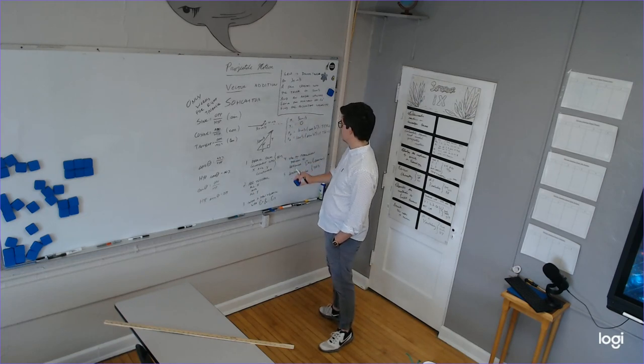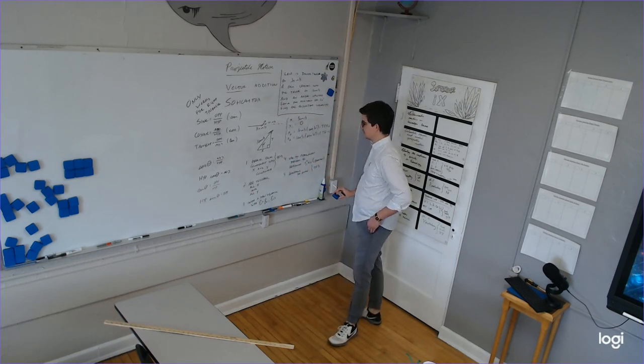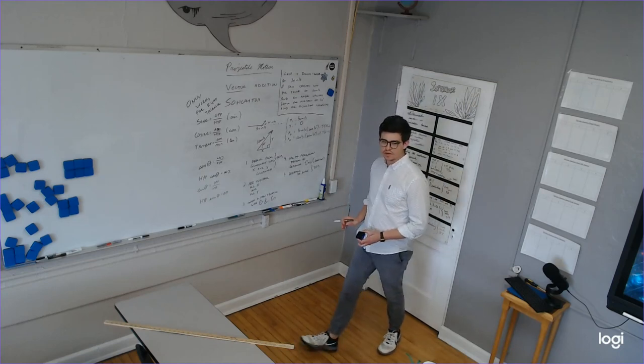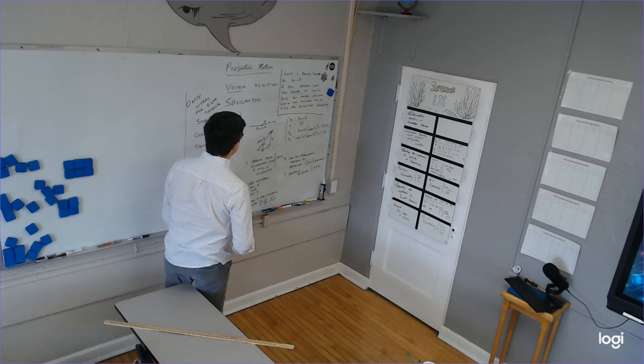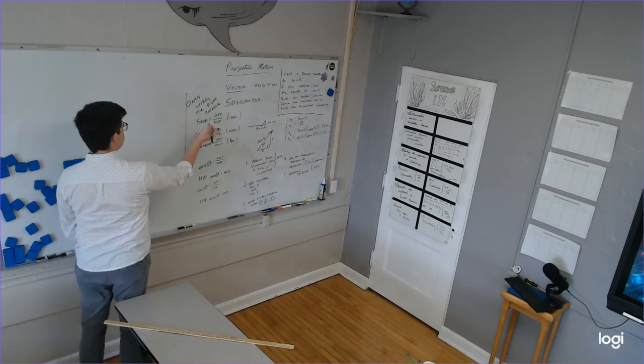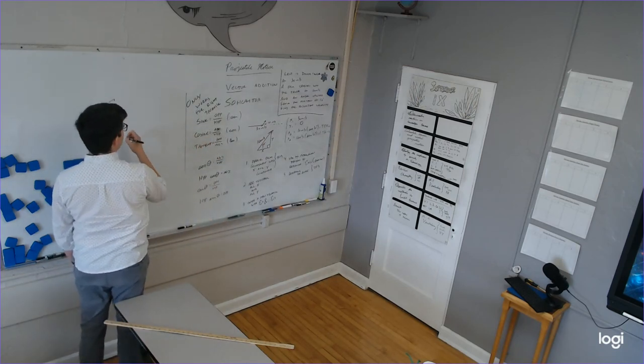I don't really want to erase my problem, but I don't want to erase my steps either. You can go over here. I don't even know if the camera can see me over here, but I guess I will. If the camera can't see me, the camera can't see me. So now I have, and you don't go over here. You keep writing underneath it or to the left of it or to the right of it.